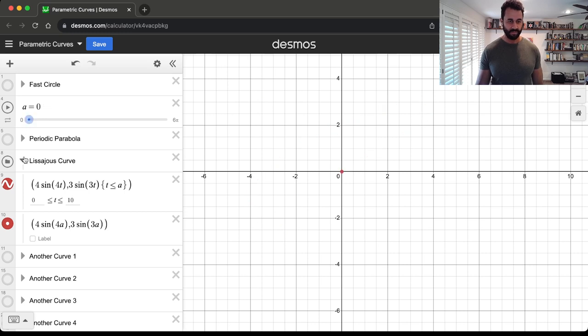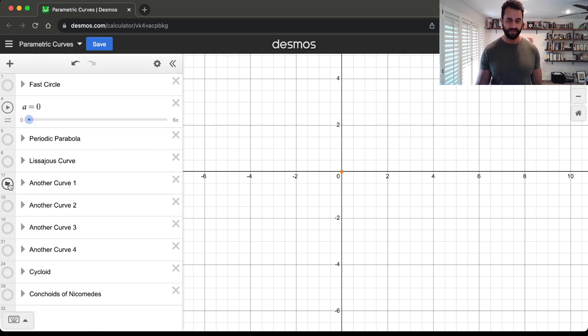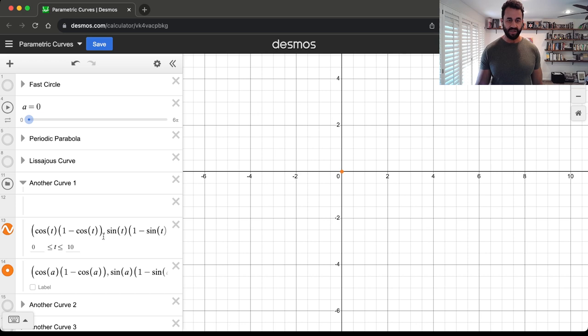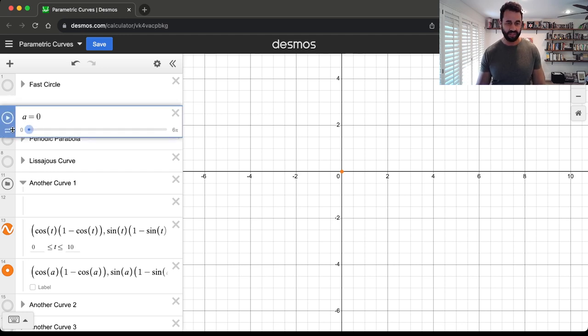All right, moving on. How about another curve? Let's see what this one is. Okay, so this one, the x-coordinate is given by cosine t times 1 minus cosine t, and the y-coordinate is given by sine t times 1 minus sine t. So what does this look like? Pull this down just a bit.